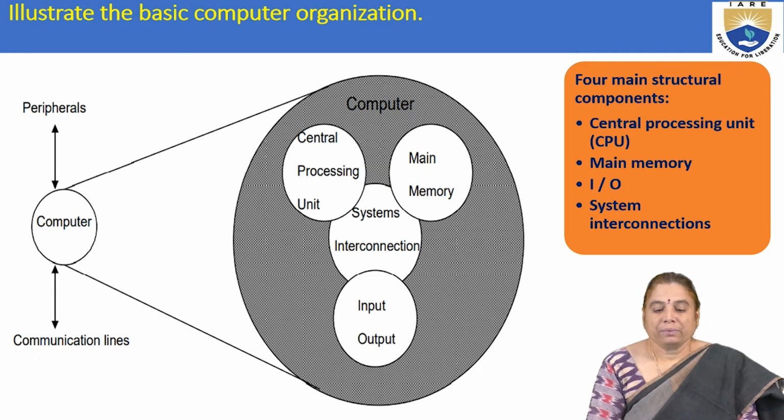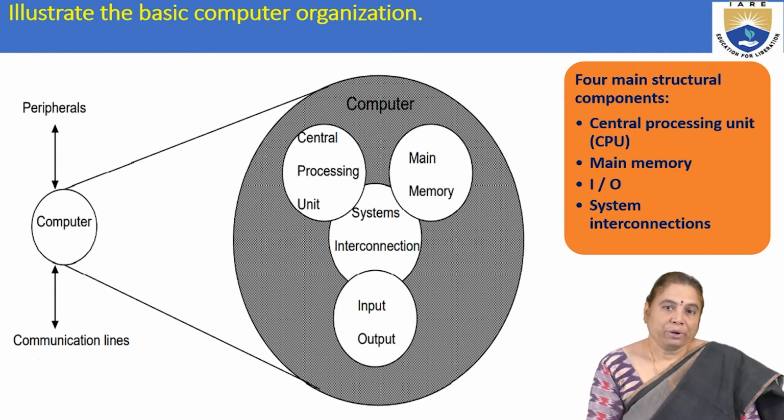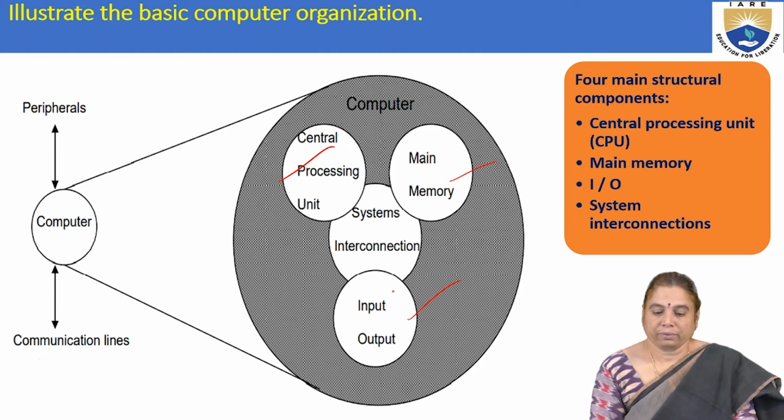Next, describe the basic computer organization. Illustrate the basic computer organization. So, the functional units of the computer we discussed. Now, how they can be organized. In the top level view of the computer functional units, if you visualize, majorly 4 components can be identified: the central processing unit, main memory, input output, and the system interconnections. So internally, how these can be connected, that can be referred to as the basic computer organization.